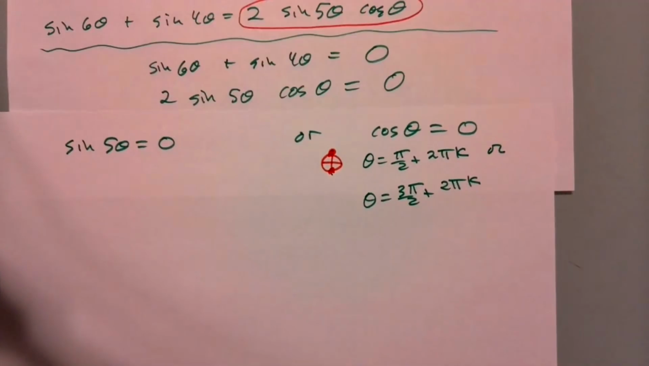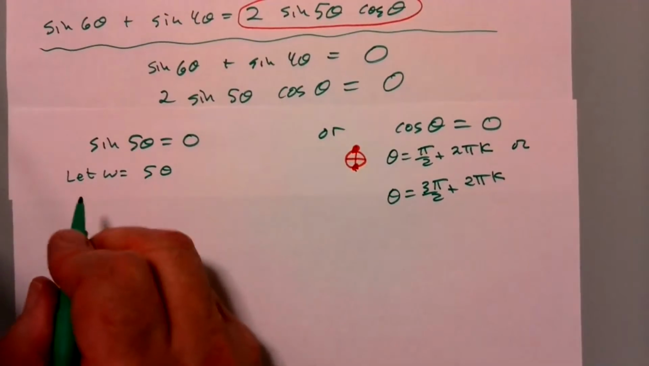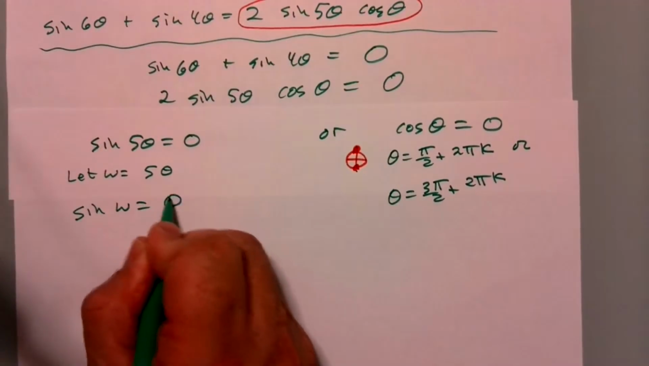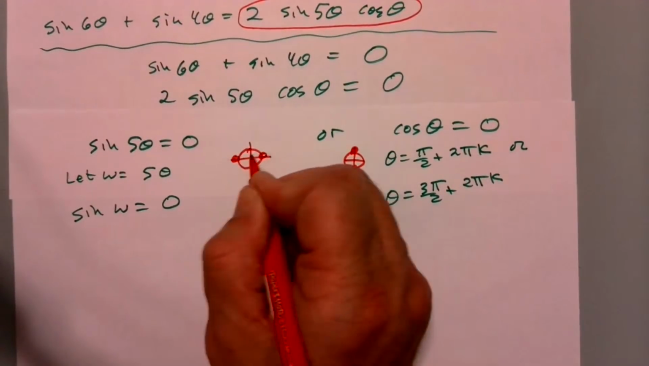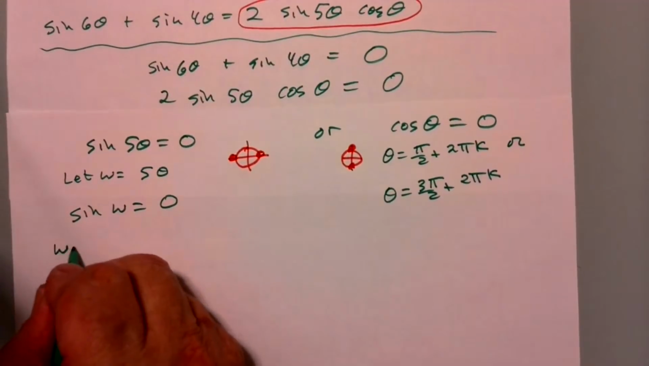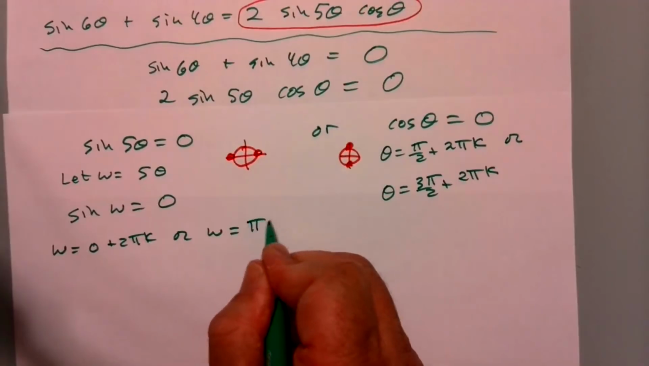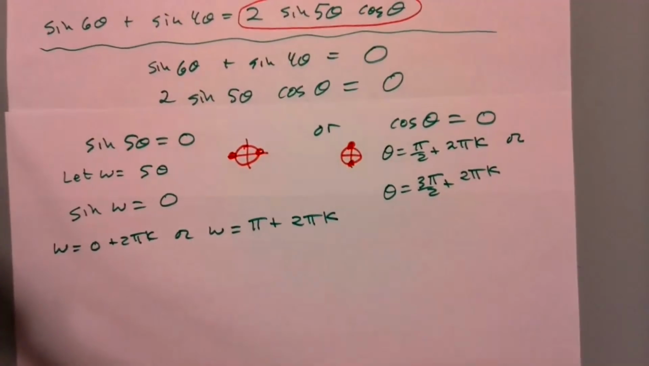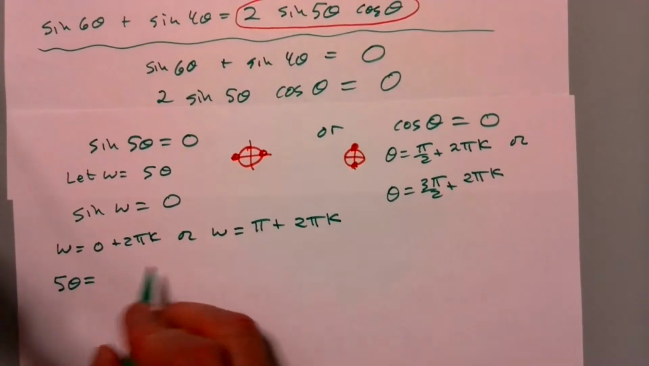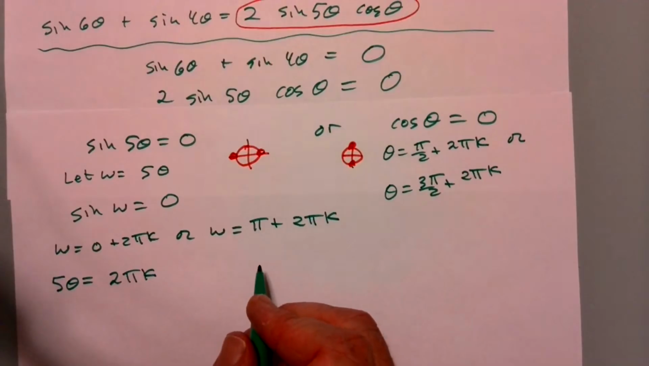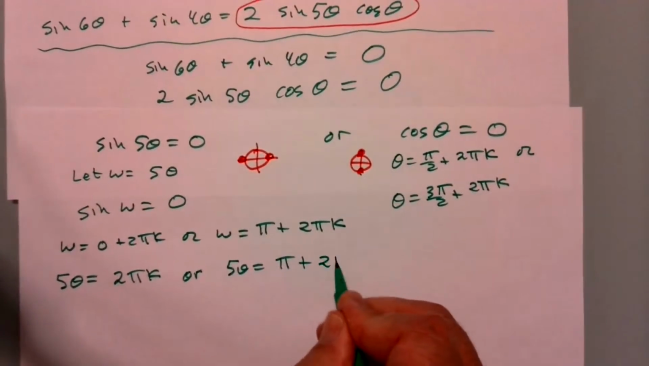This half is going to require me to say, let w equal 5 theta. And I'm going to say sine of w equals 0. And again, where is sine 0? That's the y value 0 on the unit circle. Y value 0 there and there, at 0 and at pi. So I can say w is 0 plus 2 pi k, or w is pi plus 2 pi k. But what is w? We said w is 5 theta. So replace w with 5 theta. 0 plus 2 pi k is just 2 pi k, or 5 theta is pi plus 2 pi k.